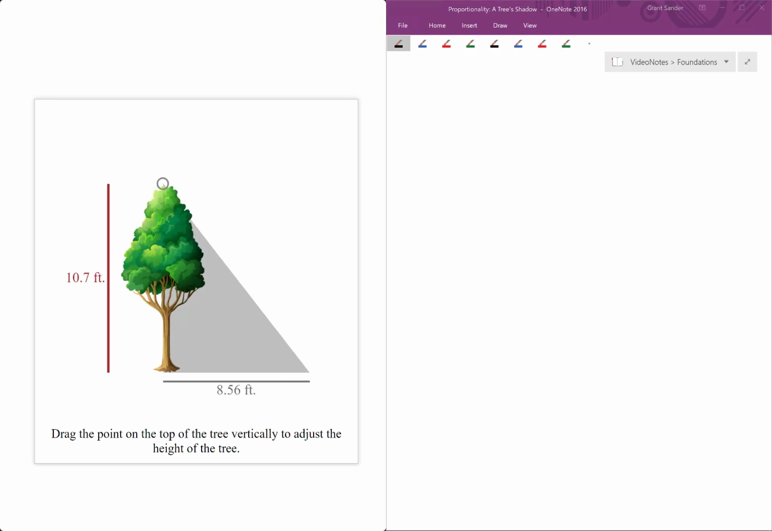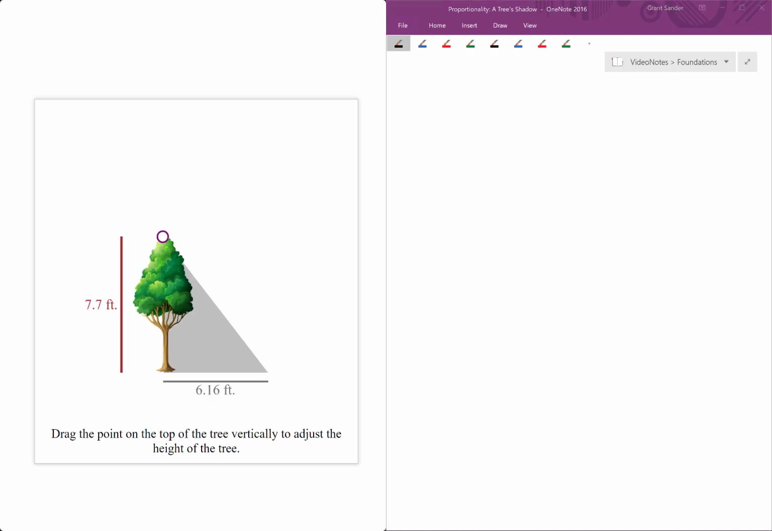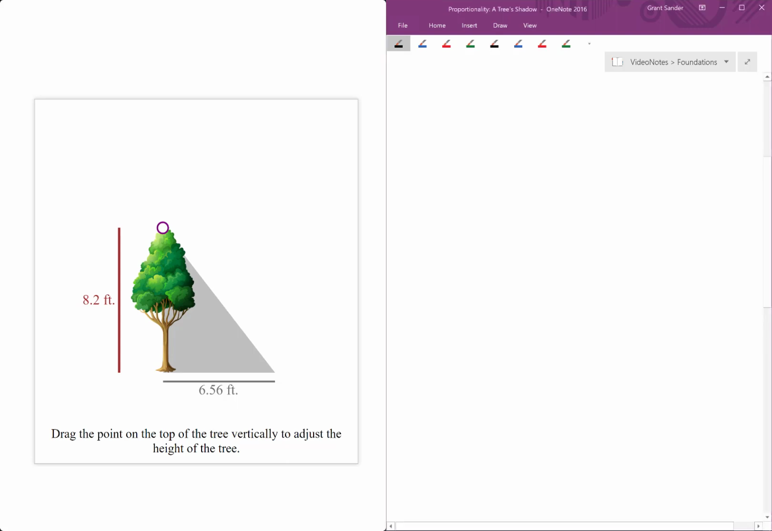So if we imagine varying the height of this tree, that length of the shadow will be proportional to the height of the tree. So at some moment, we'll assume that the tree is 8.2 feet tall, and it casts a shadow that's 6.56 feet long. At this moment, the measure of the tree's height, which is 8.2 feet, in units of the length of the shadow, which is 6.56 feet, that measurement is 1.25.